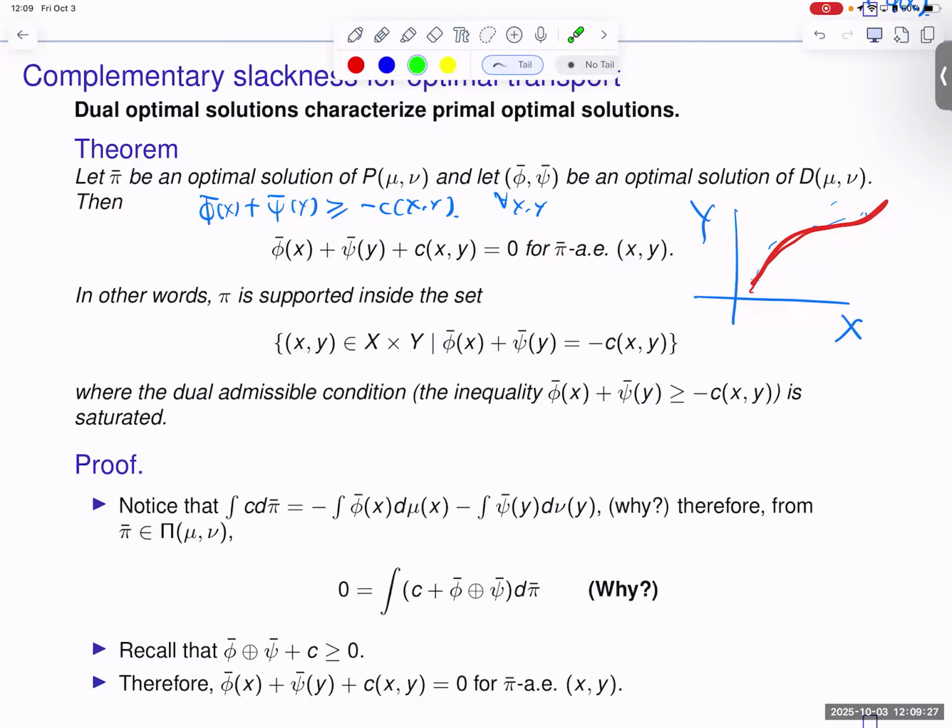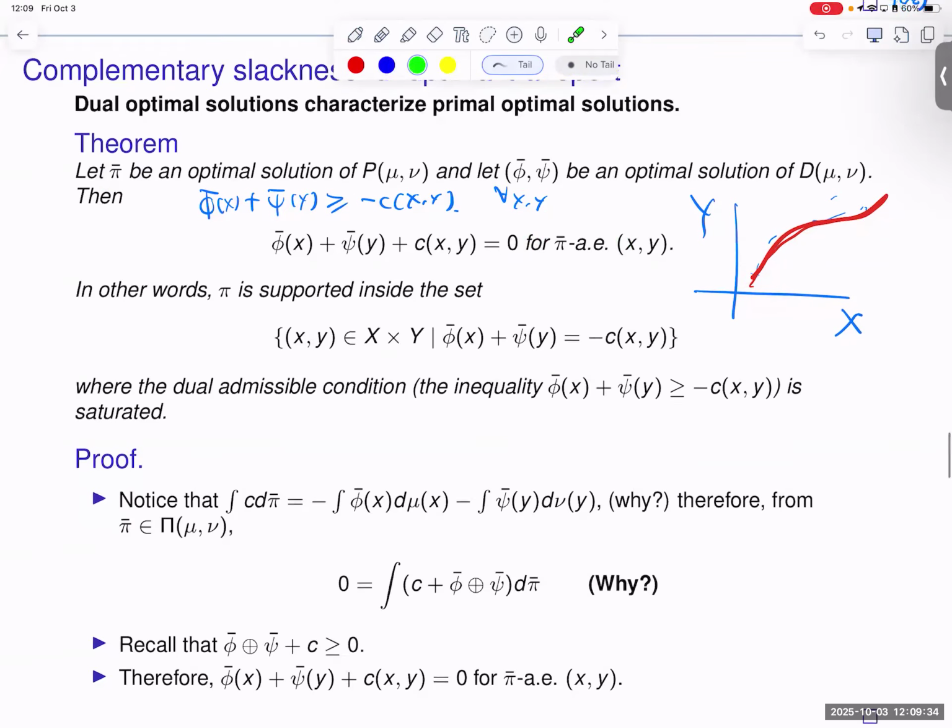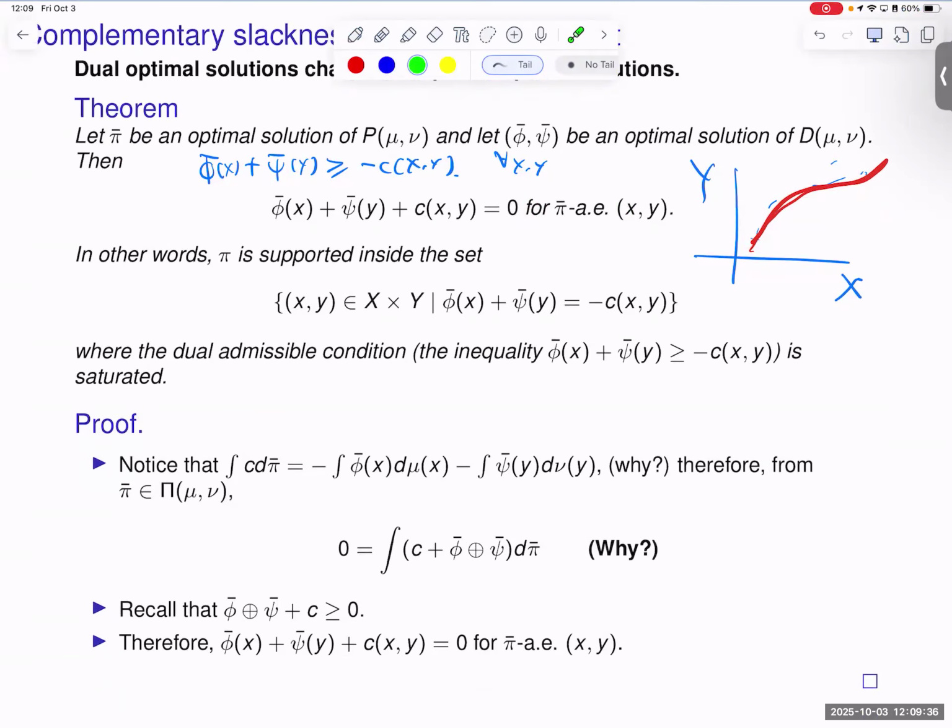Fine. It may look not so impressive, but you will see why this is an impressive result. Anyways, why is this true? It's very easy. The primal optimal value and dual optimal value are equal, with this optimal transport plan and dual optimal solutions. That's what we proved, right? No duality gap.